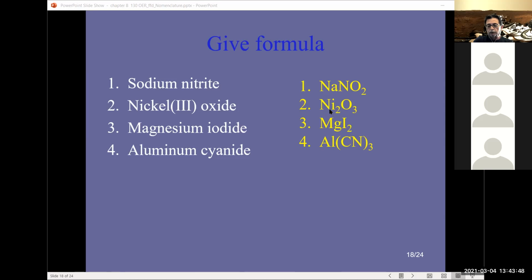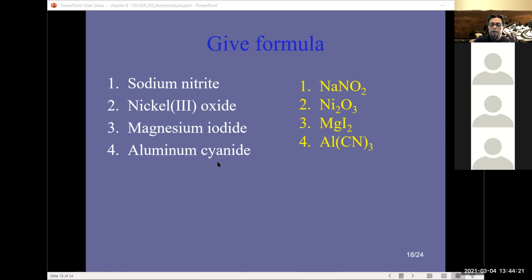When we write the formula, you see there's 2 nickels and 3 oxygens. So we didn't say dinickel trioxide. We didn't use any prefixes. Okay. The same is true with aluminum cyanide. We said aluminum cyanide, simple as that. We didn't say tricyanide, just aluminum cyanide. The point is, for ionic compounds, that is a combination of metals and nonmetals, we don't use prefixes.